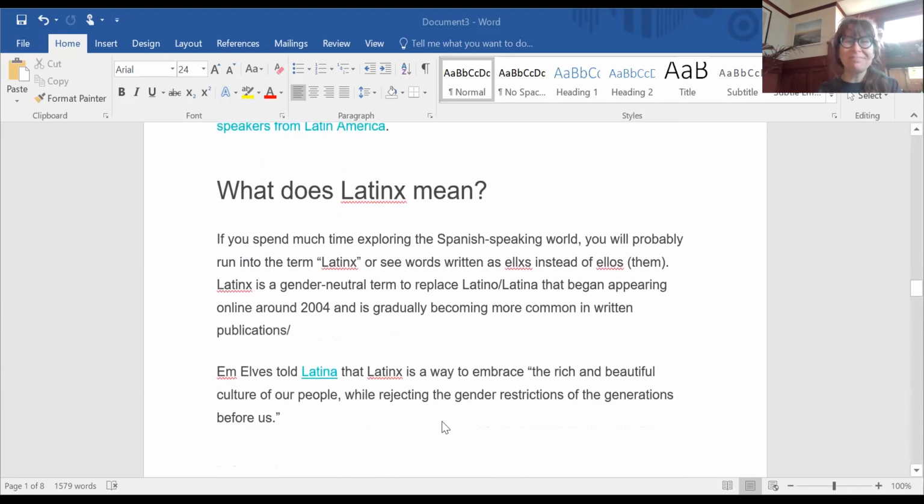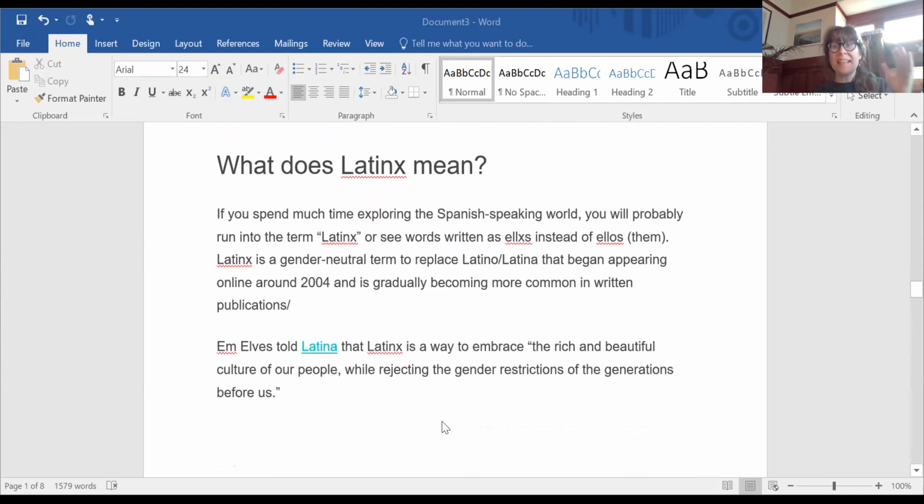Okay, next one. What does Latinx mean? You'll notice that's what I chose to use, even though it's a little bit controversial. If you spend much time exploring the Spanish-speaking world, you will probably run into the term Latinx, written as, I don't know how to say this, A-X instead of A-O-S. Sorry, my Spanish sucks. Latinx, I can do this part, is a gender-neutral term to replace Latino or Latina that began appearing online around 2004 and gradually becoming more common in written publications.